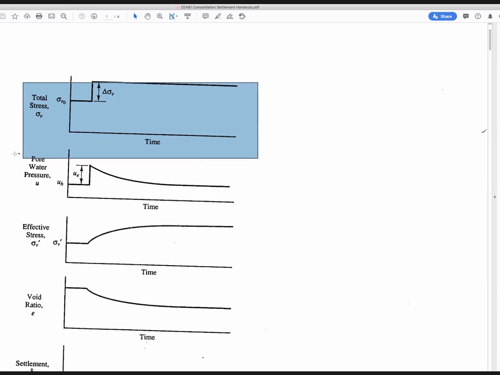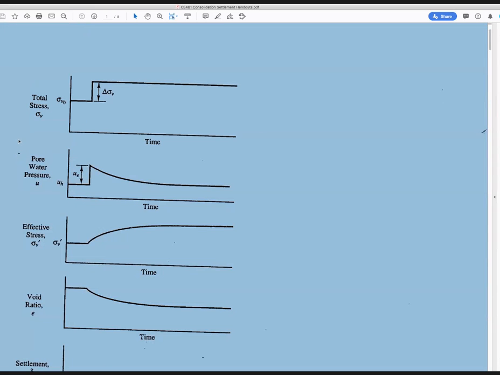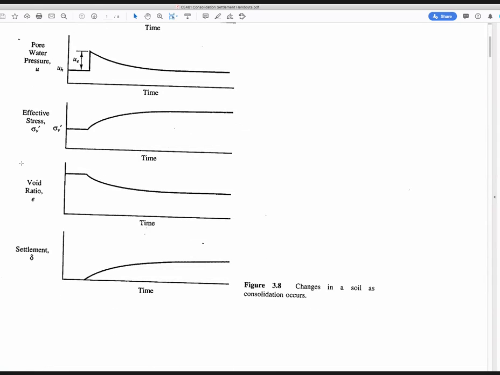Pore pressure is going to similarly jump upward. Effective stress would be the difference, and slowly that stress would be transferred over this means to the soil skeleton and take a long, long time to do so. Most of the transfer occurs at the onset, and then it slows. It's kind of an exponential process. The void ratio, meaning the settlement here, and those two are certainly connected.